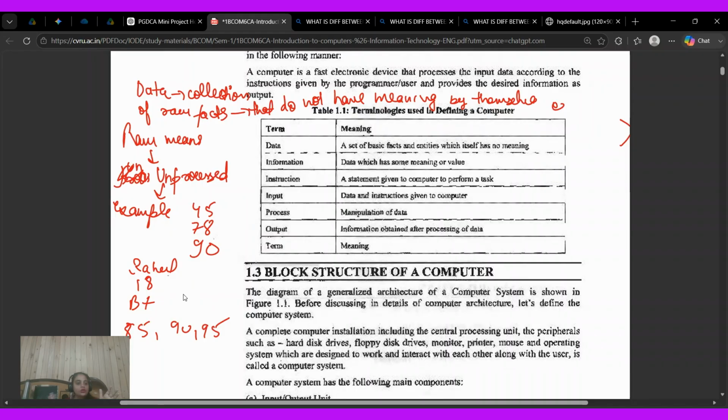This is raw data. You do not know whether these are roll numbers, marks, or ages. So therefore, this is only data. Now the second is information: data which has some meaning or value.